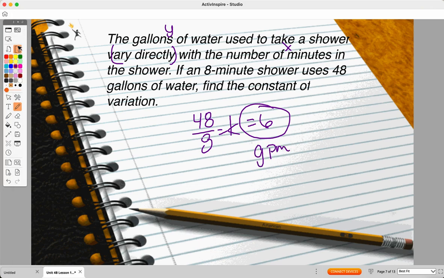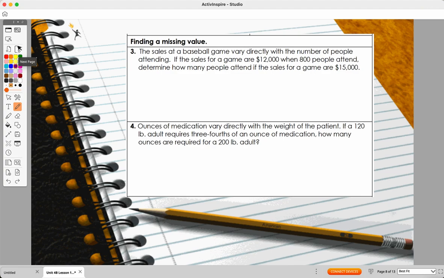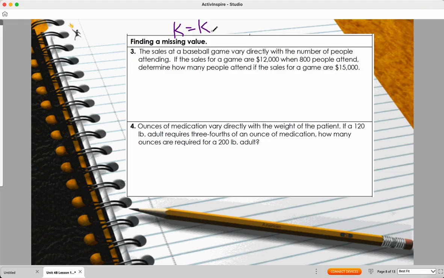Now, the other type of problem I can ask you is a missing value problem. One of the things that we know, if something varies directly, k is always the same. k is always equal to k. And that's kind of an example of the reflexive property. And not kind of, it is. So by using that idea, we can think this through. If I know k is the same, whether it's this baseball game or the second baseball game, I can say that they relate to each other. And since this says varies directly, we know that k is y over x. So we know y over x is equal to y over x. And all I have to do is figure it out.